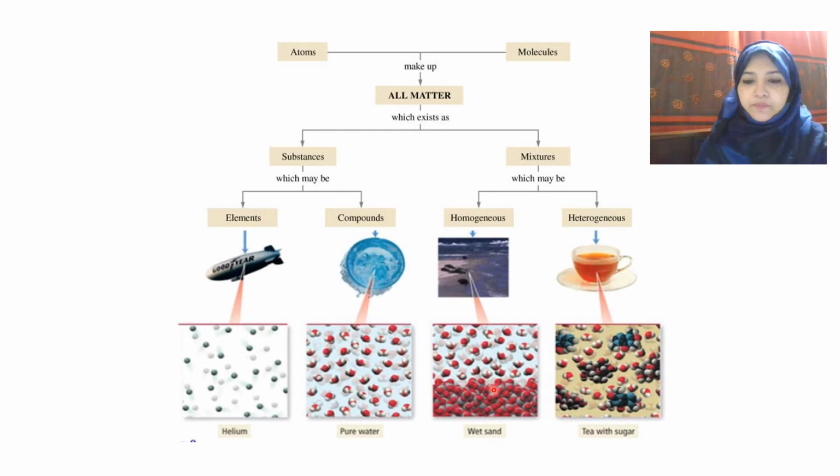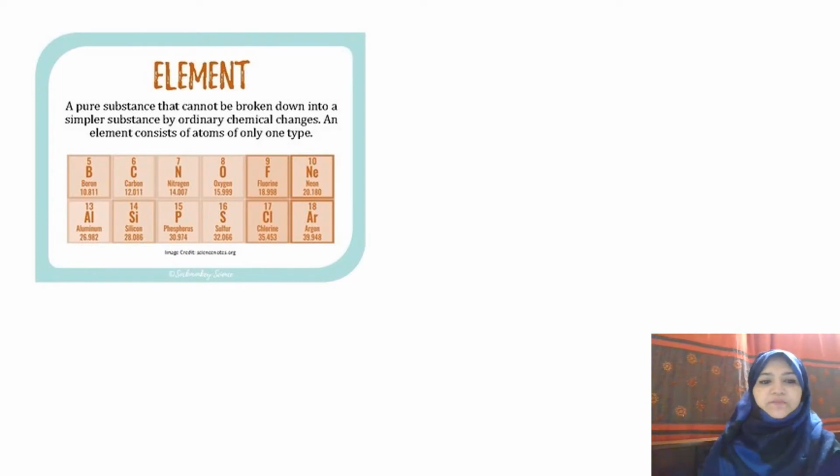these are the particle arrangements of these different types of matters. Okay, but I will discuss about that later. And at first, I will define all the types of matters, one by one, and you can observe easily. At first, I will define the element, and element is a pure substance.